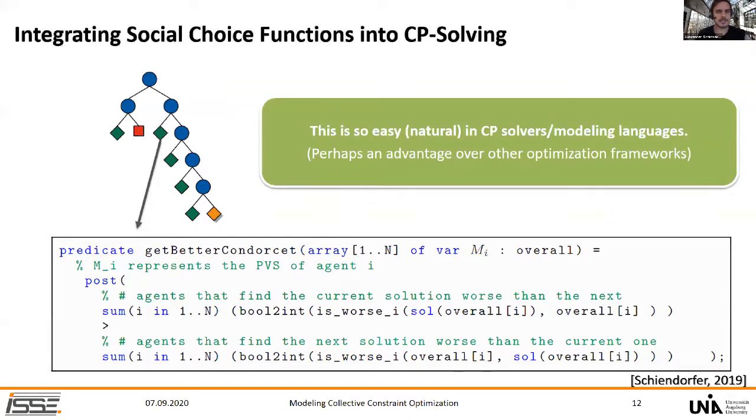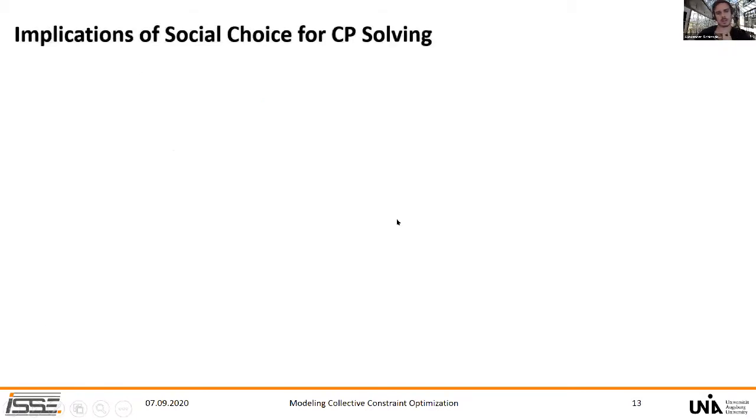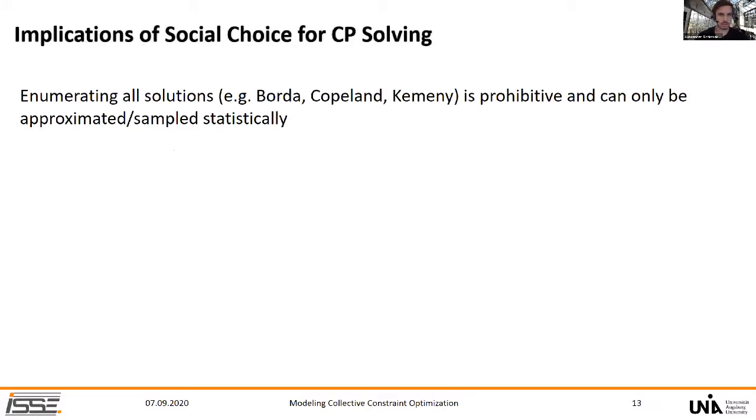What we think is that this is very, very easy to do in constraint solvers and modeling languages in general, which might give us an edge over other optimization frameworks such as MIP or other mathematical formalisms. So there are still several implications of social choice for CP solving. Enumerating all the solutions that we might need to formulate concepts such as Borda, Copeland, or Kemeny is in general prohibitive, and we cannot expect to really have all the solutions rolled out in advance.